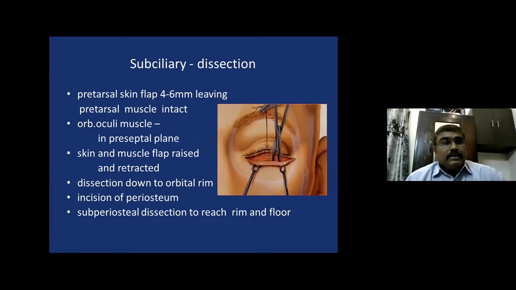So in the subciliary step approach, the pretarsal skin flap of 4 to 6 millimeter is raised, leaving the pretarsal muscle intact. This is the key point. We have to preserve the pretarsal muscle intact to prevent the lid drop in the postoperative period. And the orbicularis oculi muscle is approached in the preseptal plane. The skin and muscle flap is raised and retracted, and dissection continued down to the orbital rim. Once the periosteum is incised, then dissection is continued in the subperiosteal plane to reach the floor.